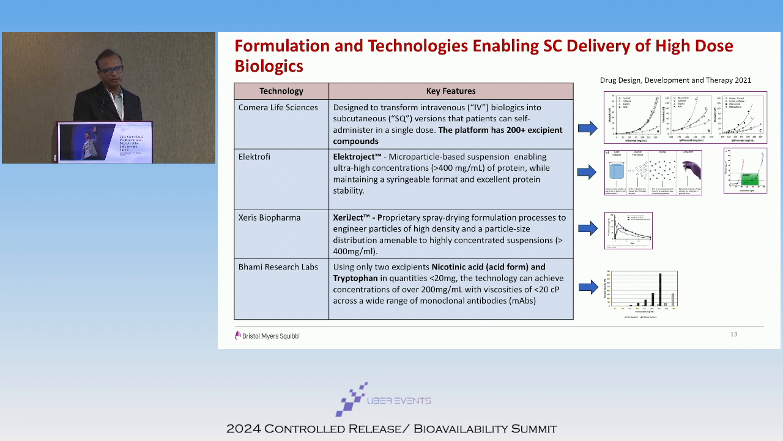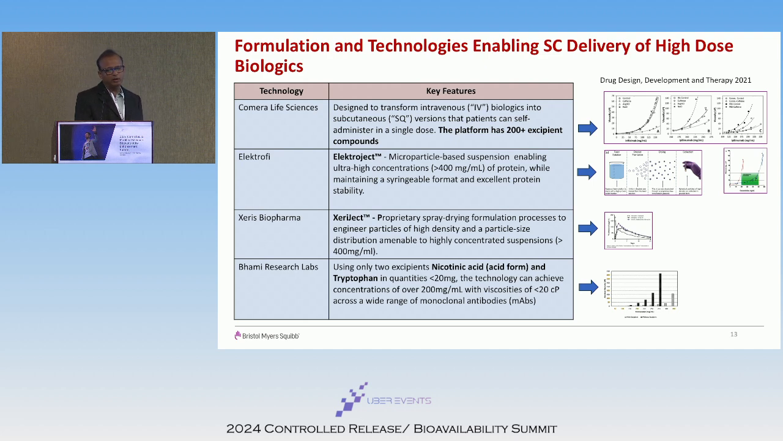Chimera Life Sciences has a platform of more than 200 different excipients. They do a mapping of the different excipients and try to understand which one is the best for a particular antibody. With Electrify and Xeris, we can increase the concentration up to about 400 milligrams or more while maintaining syringeability, and each uses different technologies: Electrify uses ultra-high concentration to form microparticulates, and the Xeris technology uses spray drying.